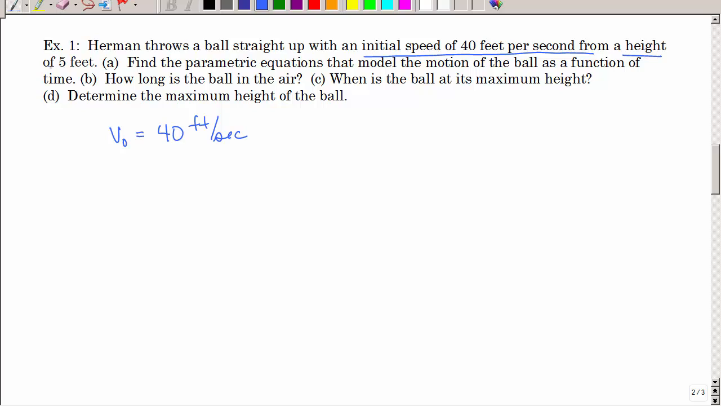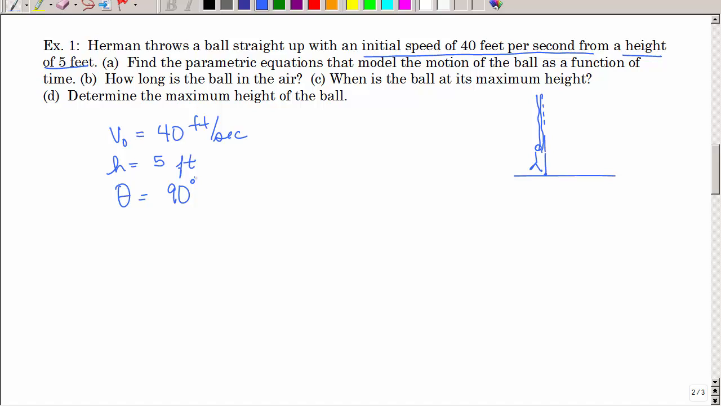From a height of 5 feet, so remember that initial height. So we've got Herman tossing a ball up, and it comes straight back down and hits the ground. So what is theta? Is there an angle of elevation? What's straight up? 90 degrees.